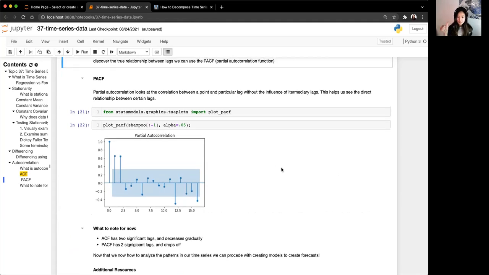So for both ACF and PACF, you should take note how many lags or how many time shifts are significantly correlated. And you will use that for your model building.